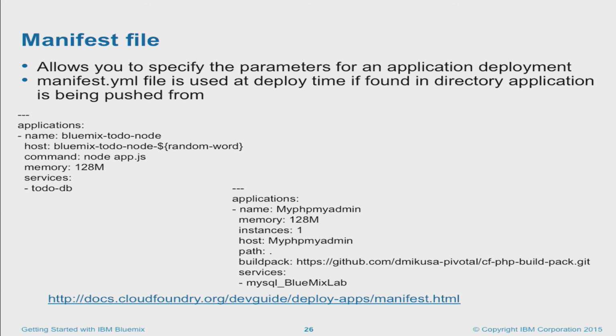One file that you need to understand is the manifest file, manifest.yml. Rather than specifying options on the command line for cf push, you can set all the options in a file called manifest.yml. This means that when you do a push, all the settings are read from this file and you get a consistent deploy of your application. All the details about what can go into the file can be found on the Cloud Foundry website, and I provided the link on this slide.